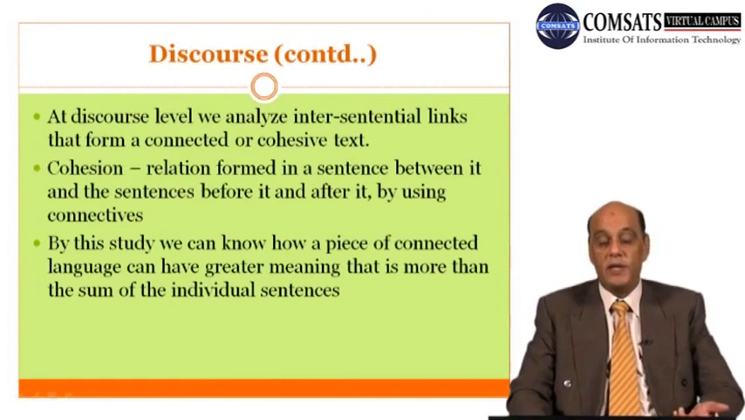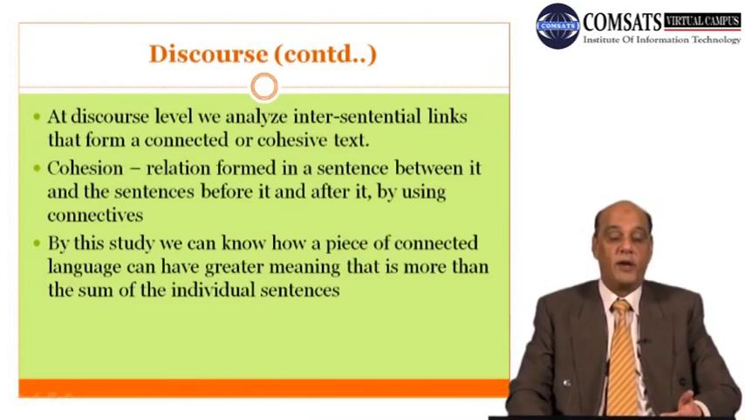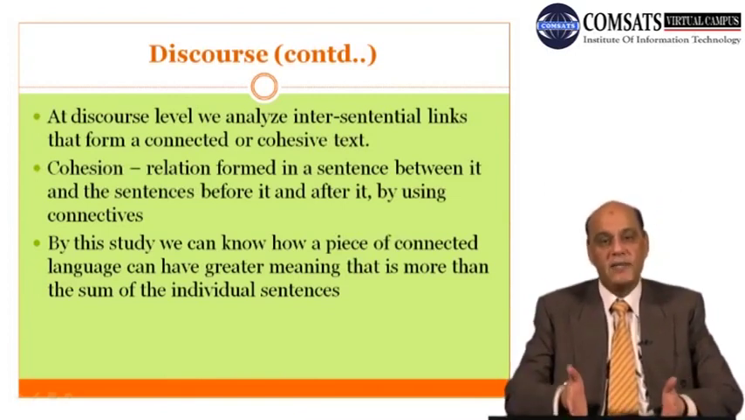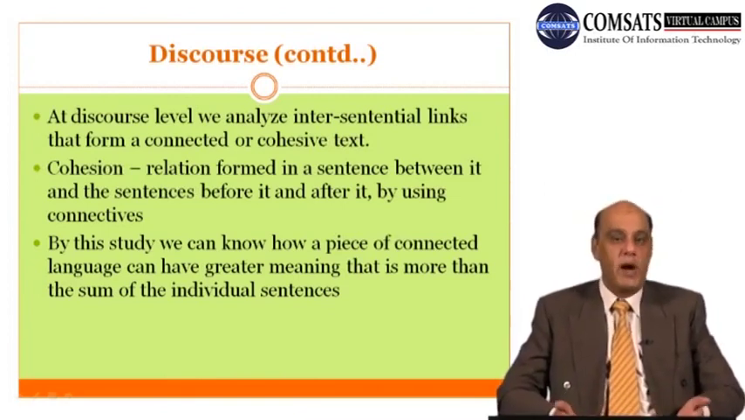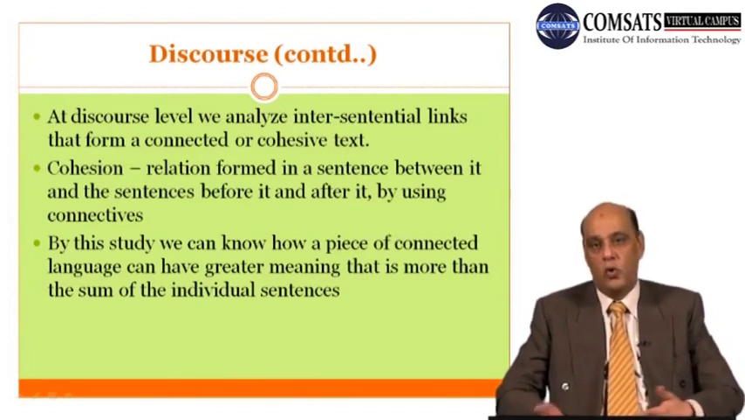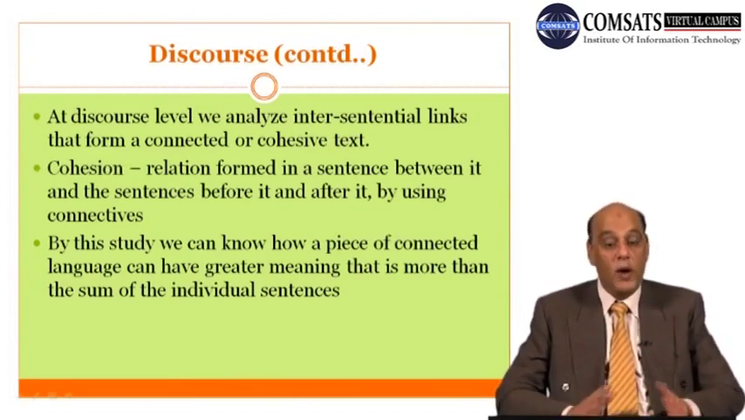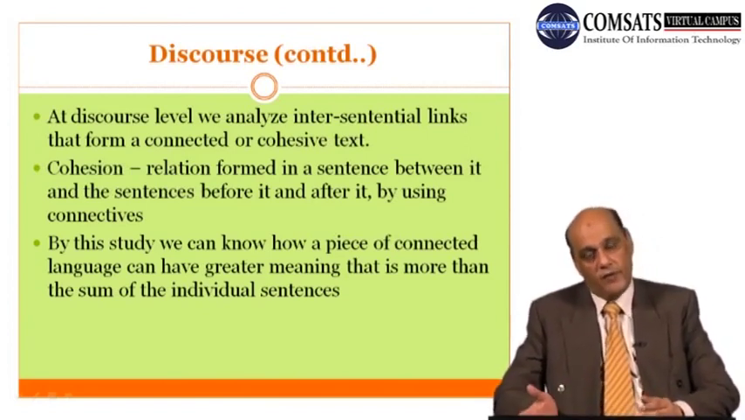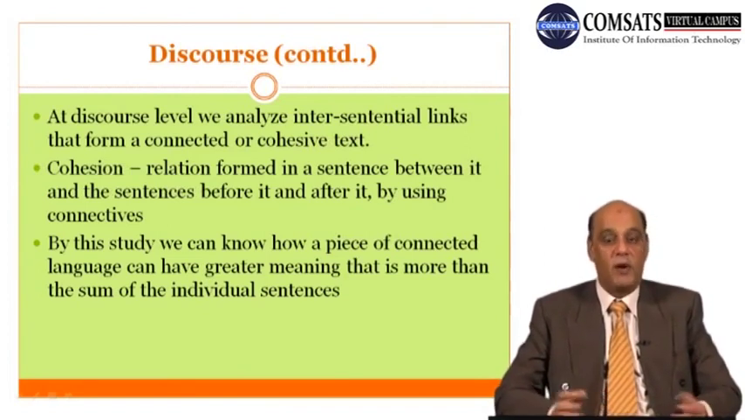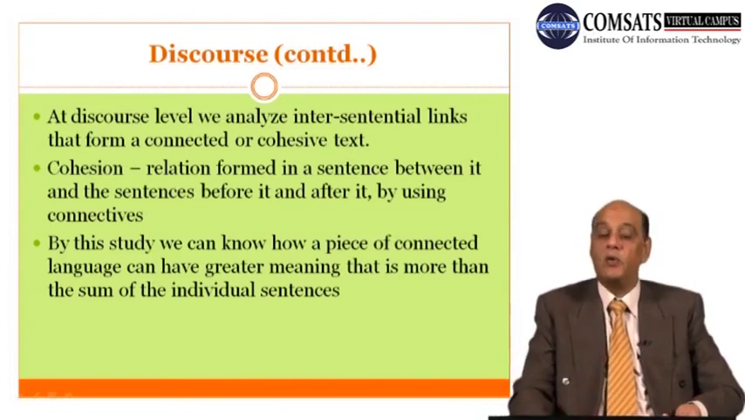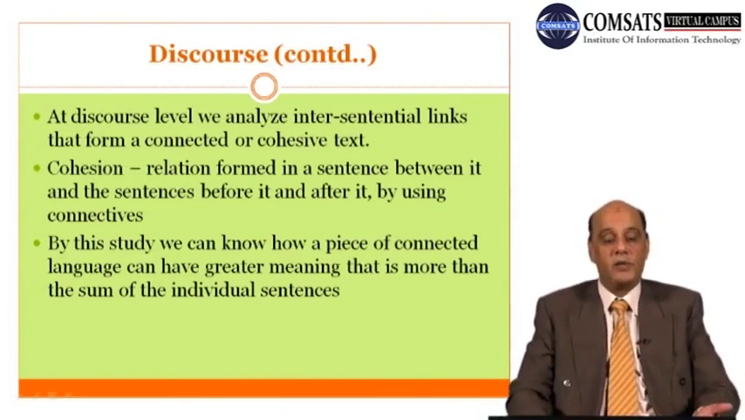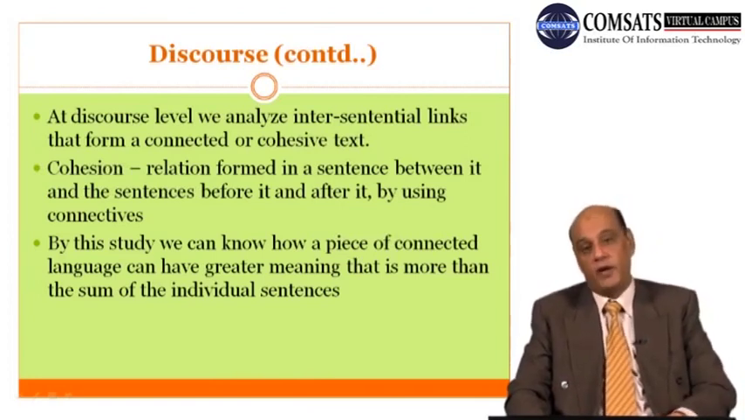What is cohesion? Cohesion is basically a relation formed in a sentence between it and the sentences before it and after it by using connectives. Of course, when we link sentences, we use connectives: but, and, although, so, therefore, because. What relationship is developed between the sentences coming after or before a sentence when we link them together? This is what we study in discourse. By this study, we can know how a piece of connected language can have a greater meaning, more than the sum of individual sentences.